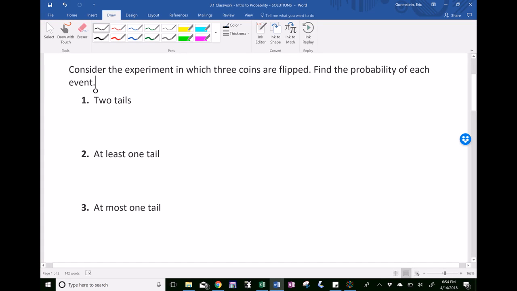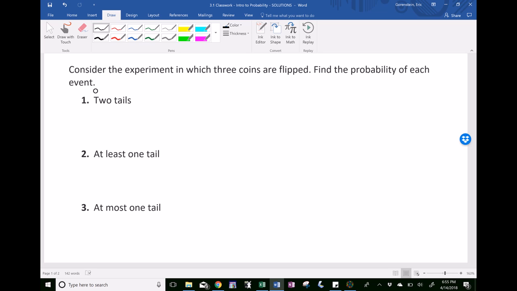Okay, in this problem, we're considering the experiment of flipping a coin 3 consecutive times. So it's the same thing happening 3 times in a row. Now, we want the probability of each of these events. Number 1 is the probability of 2 tails.